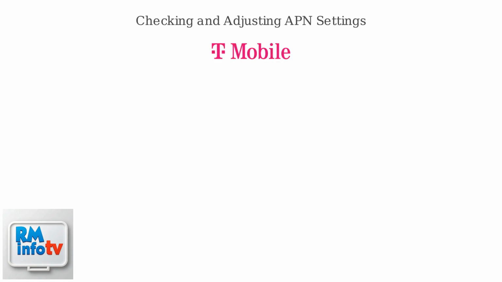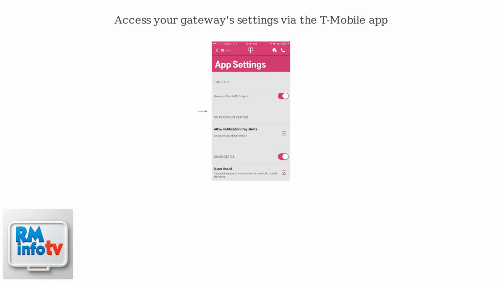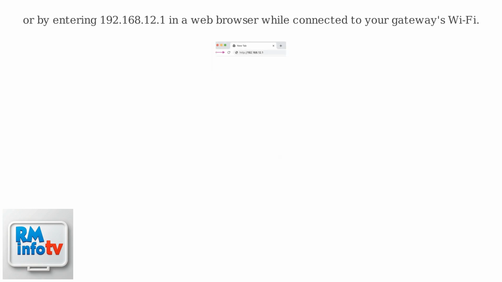If reseating the SIM doesn't work, the access point name, APN, might be incorrect. The APN is how your gateway connects to T-Mobile's network. Access your gateway's settings via the T-Mobile app or by entering 192.168.12.1 in a web browser while connected to your gateway's Wi-Fi.